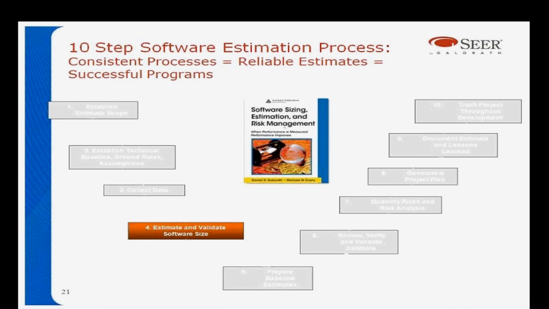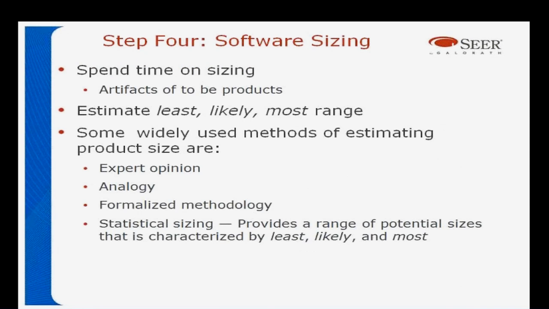Step number 4, estimate and validate the software size itself. We like to spend a significant amount of time on sizing. It doesn't have to be a lot of time, but if you're doing, for example, a function point approximation, you can do an approximate count. Oftentimes at Galorath, we'll use a prior system and say, hey, this is a little bigger, a little smaller, analogy kind of systems. We do recommend estimating a least, a likely, and a most range instead of a single point because software tends to grow. Lots of ways to do this.